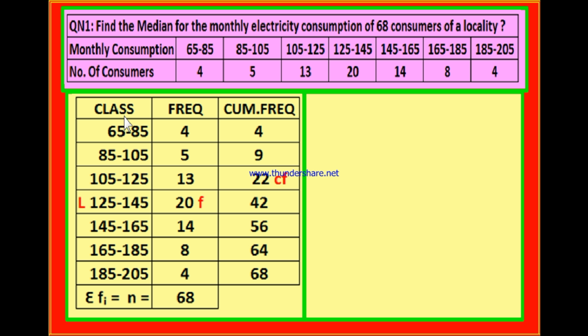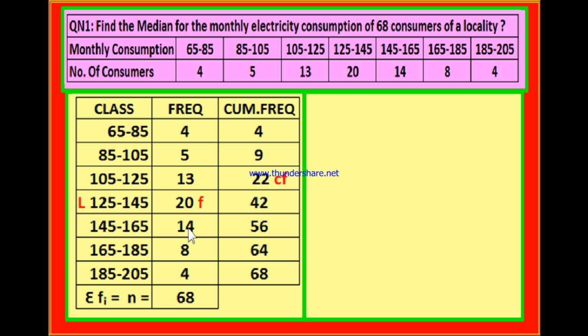Understood? Now, after writing classes and frequencies, you find the sum of the frequencies. You add up all these frequencies. 4 plus 5 is 9. 9 plus 13 is 22. 22 plus 20 is 42. 42 plus 14 is 56. 56 plus 8 is 64. Plus 4 is 68. Therefore, sigma fi, the sum of the frequencies, which can also be denoted by the letter n, is equal to 68.